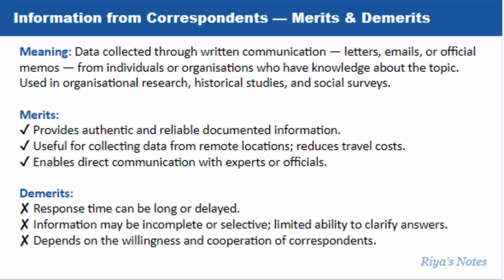Information from correspondence, merits and demerits. Meaning, data collected through written communication, letters, emails, or official memos from individuals or organizations who have knowledge about the topic. Used in organizational research, historical studies, and social surveys. Merits. Provides authentic and reliable documented information. Useful for collecting data from remote locations, reduces travel costs. Enables direct communication with experts or officials.